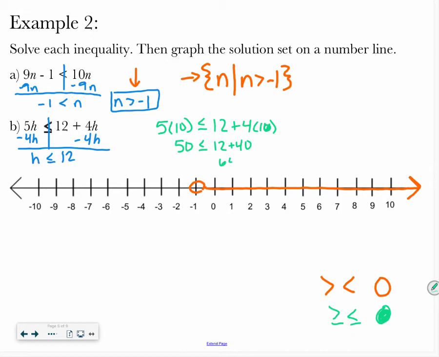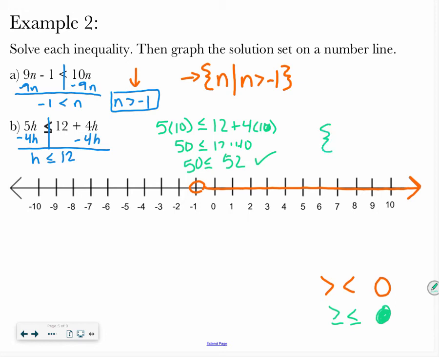So 52. 52 is greater than or equal to 50. Or if I read it from left to right like you're supposed to, 50 is less than or equal to 52. So that checks out. So I know my answer of h is less than or equal to 12 is correct.